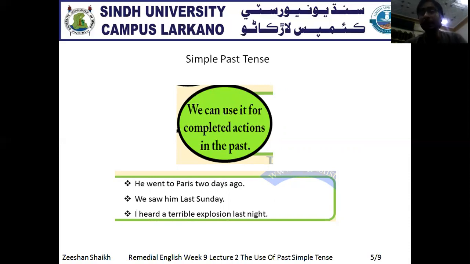It means you completed, you wrote your assignment. You wrote your assignment last week. So that becomes the completed action, the past time.